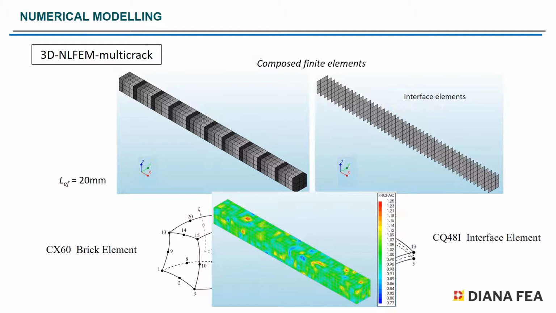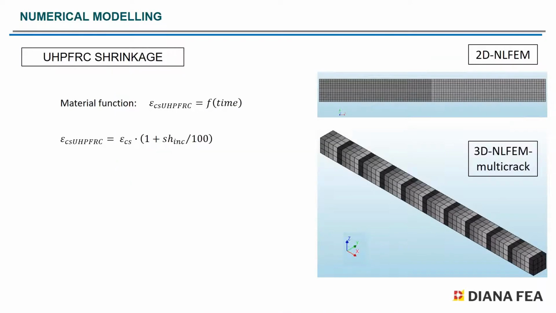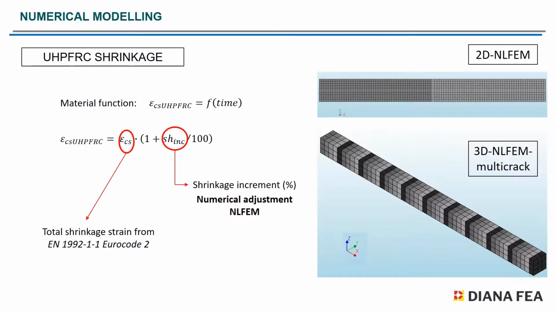Well, with this model, it is important to pay attention to the following aspect, which is the UHPFRC shrinkage. I must mention that it's totally necessary to include this effect when dealing with reinforced UHPFRC elements. The shrinkage effect is taken into account as a material function when defining the total strain crack model. All these functions are available in the software, and the shrinkage value is based, in our case, on the function directly proposed by Eurocode 2, but this is for normal concrete, so it was incremented by a percentage as a numerical adjustment to take into account the UHPFRC.